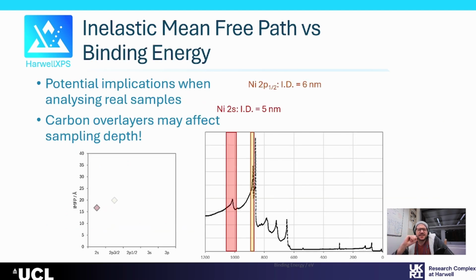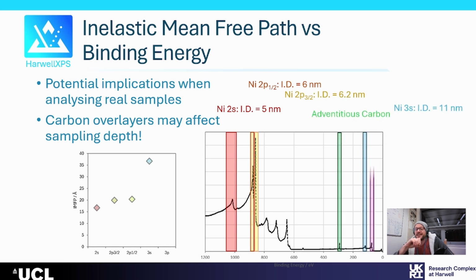But you might have picked up on something I said there. This value depends on the kinetic energy of the photoelectron. That means it's not the same for different parts of our spectrum. And that means our information depth is dependent on the binding energy. If we have, for example, a nickel metal foil with a small carbon overlayer, our nickel 2s photoelectrons have an information depth of around 5 nanometers, but our 3s electrons have an information depth of 11 nanometers.